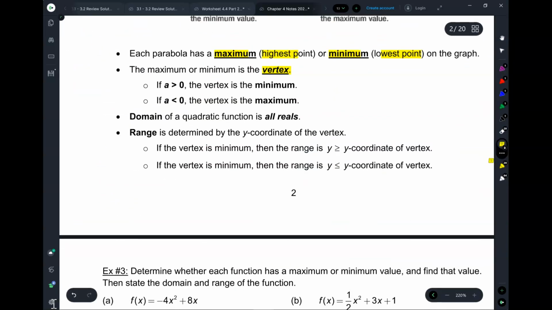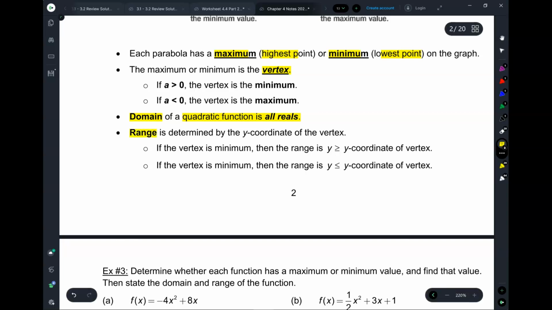Let's talk about domain and range. Domain for all quadratic functions is all real numbers. So from this point on, I don't want any single one of you to think, even for a second, "Oh wait, what was domain again?" No, quadratic function, all real numbers.